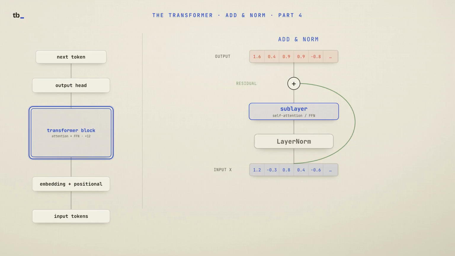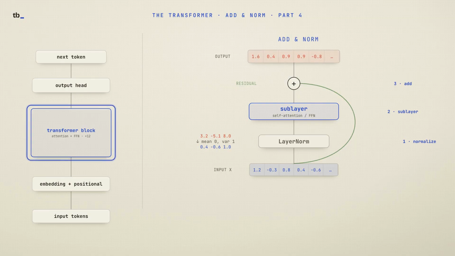Second, layer normalization. It rescales each vector to a steady mean and spread, so the numbers never blow up or vanish, layer after layer. In modern transformers, we normalize first, run the sublayer, then add, and norm. Small steps. But without them, depth falls apart.